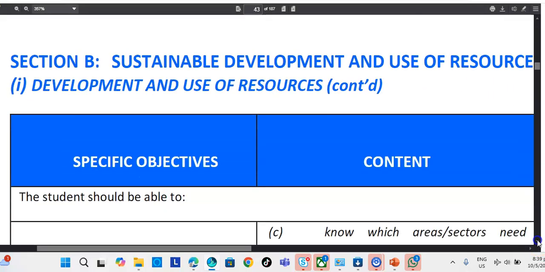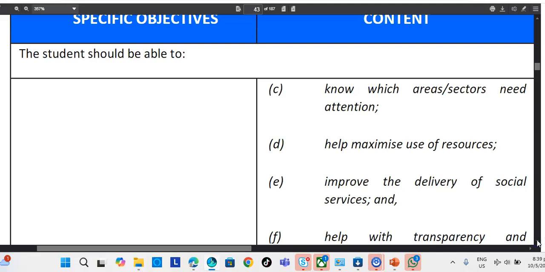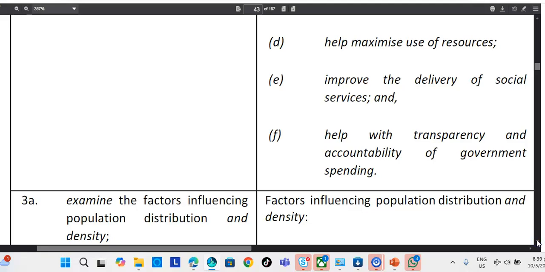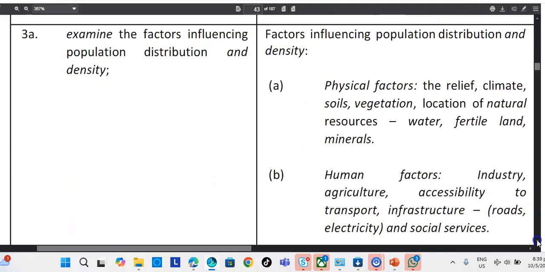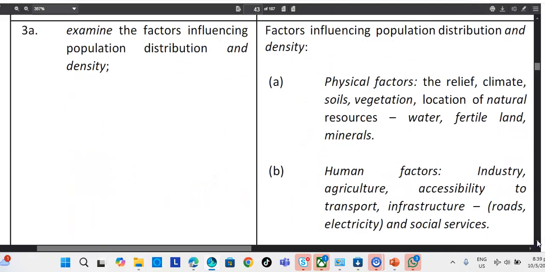Another reason is so that we can know which areas and sectors need attention. Is it that we need to focus on the educational sector more? And we also need this information to improve the delivery of social services, and help with transparency and accountability of government spending. Examine the factors influencing population distribution and density.